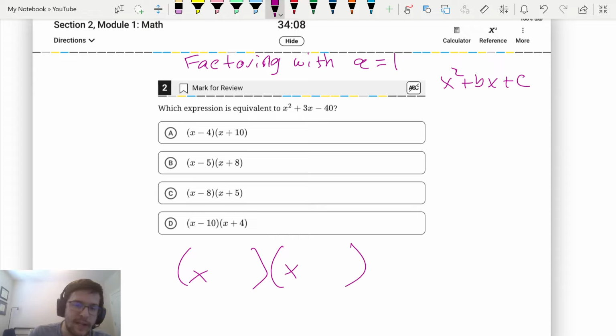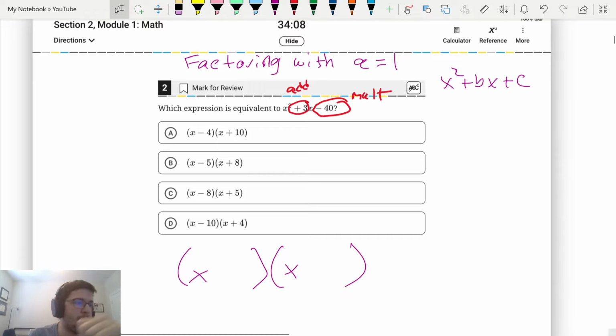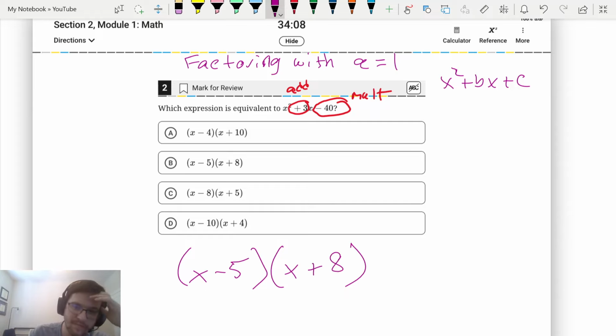And now what we're going to do is we're going to find 2 numbers that add to this number and multiply to this number. So you kind of just have to brainstorm numbers that add to 3 and multiply to minus 40. What I usually do is I try to brainstorm factors of 40. The 2 factors of 40 that add up to 3 are minus 5 and 8. So I'm going to write x minus 5 and x plus 8. And that would give us answer choice B.